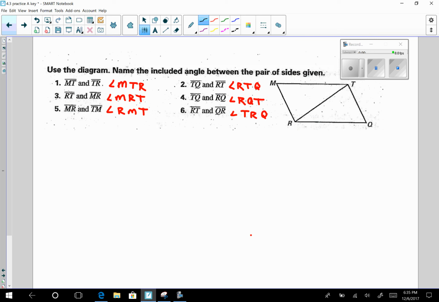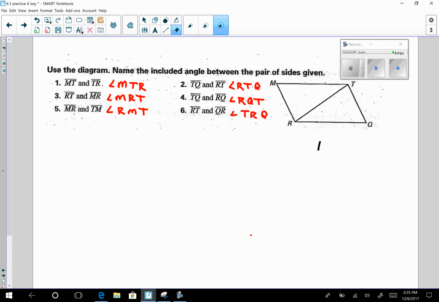Using the diagram given, name the included angle between the pair of sides given. If I'm looking just at number 1, segment MT and segment TR. MT, this segment, and TR. The angle between those two segments would be angle MTR. I think that's fairly straightforward.